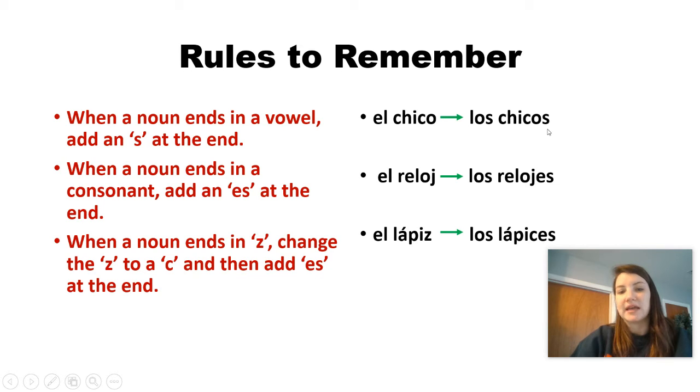You just add an S. El Reloj ends in a consonant, so you add ES at the end for Los Relojes. El Lápiz ends in a Z, so you would change that Z to a C and add an ES for Los Lápices.